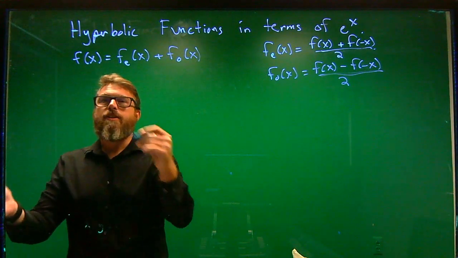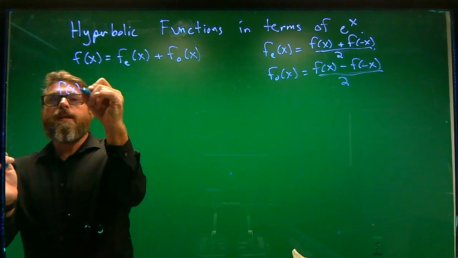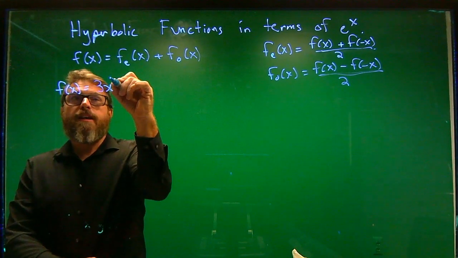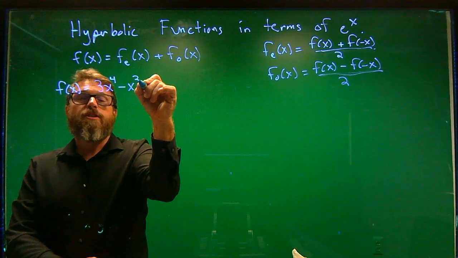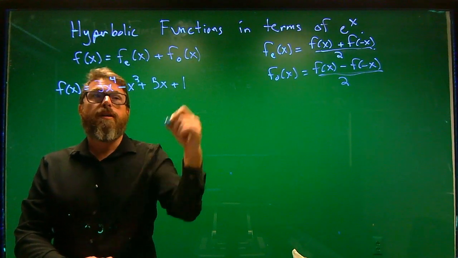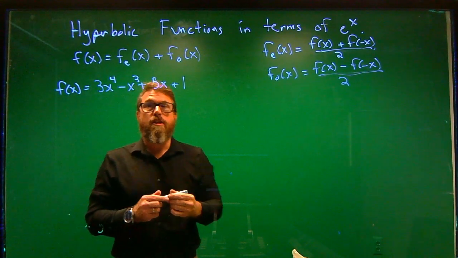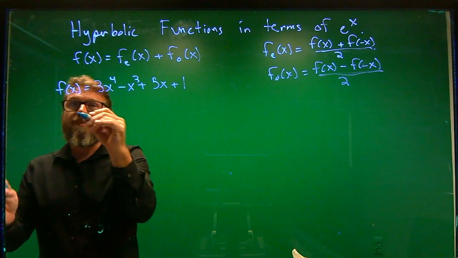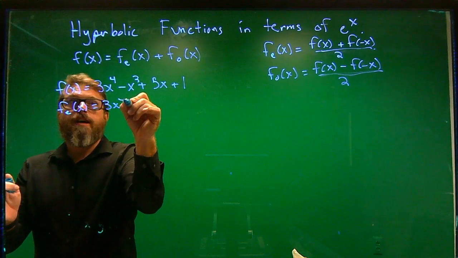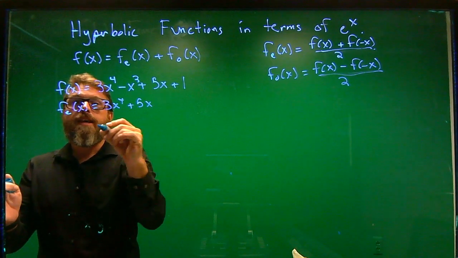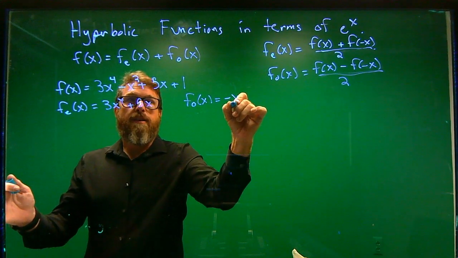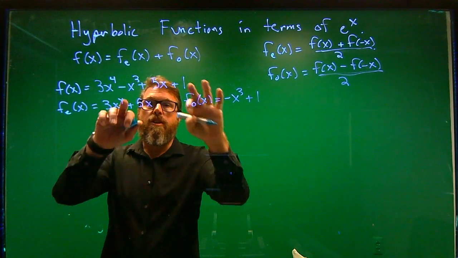Now, if I give just a basic polynomial that would be more familiar, something like 3x to the fourth minus x cubed plus 5x squared plus 1, it can be shown by using these formulas that the even part is what you'd expect. The even part of the function is going to be 3x to the fourth plus 5x squared plus 1, and the odd part of the function is going to be negative x cubed. And then the addition of these things is going to be this.